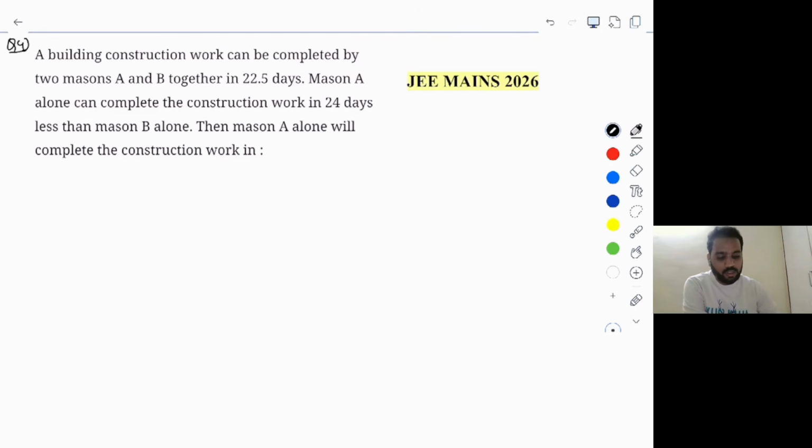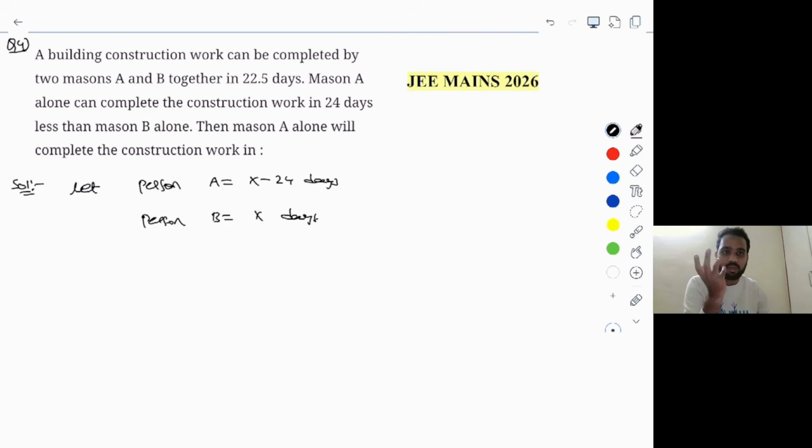Okay, so first thing what I'll do is I'll assume let person A will take x minus 24 days to finish the work, because I'm going to assume that person B will take x number of days. Because they are saying that person A can complete the construction work in 24 days less than person B, right? So if I assume person B is taking x days to finish the work, then obviously person A will take exactly x minus 24 days.